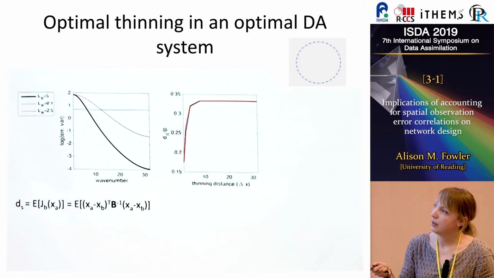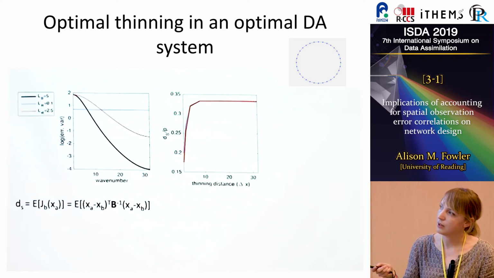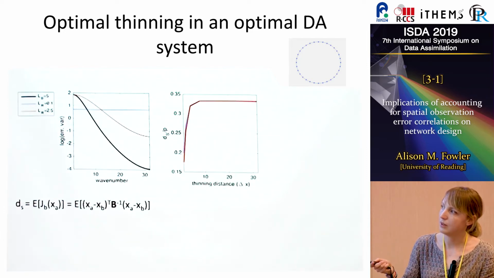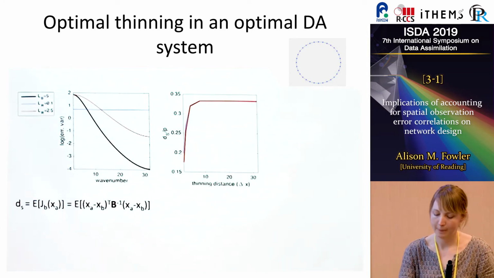And similarly, if we increase the length scales in our R matrix to 2.5, then we still get a similar shape in terms of this metric. And that's because even though we've increased the length scales, there's still less information at the small scales in the observations than in the prior.